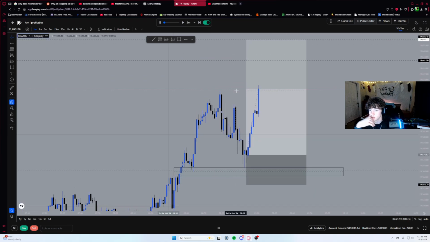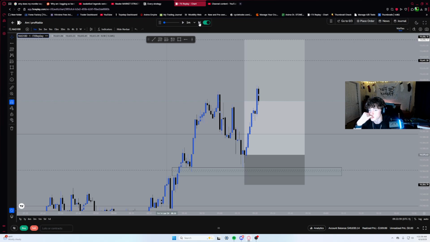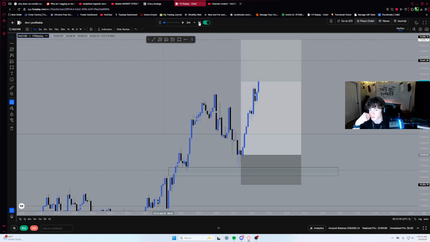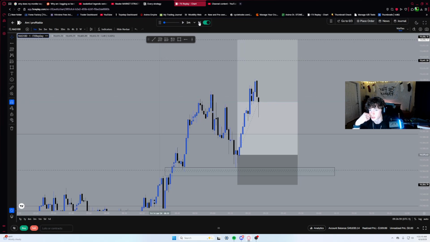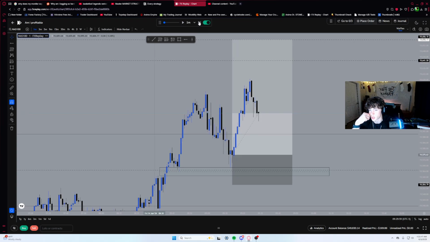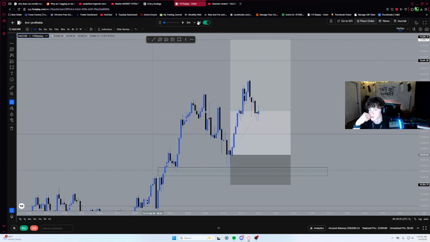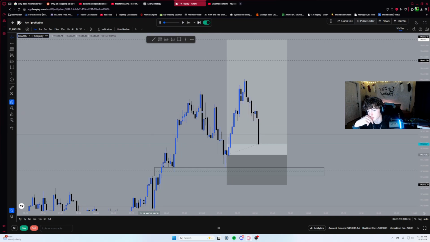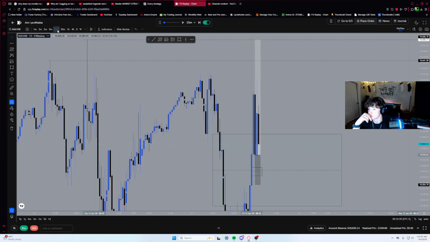Wow. All right, we broke structure. Could be a false breakout. It's a clean move. It looks like we're looking for a retracement. There's the retracement. Let's see what it does. Wants to create a lower low. Hits this low right here. All right. Looks like I got too greedy with my take profits.